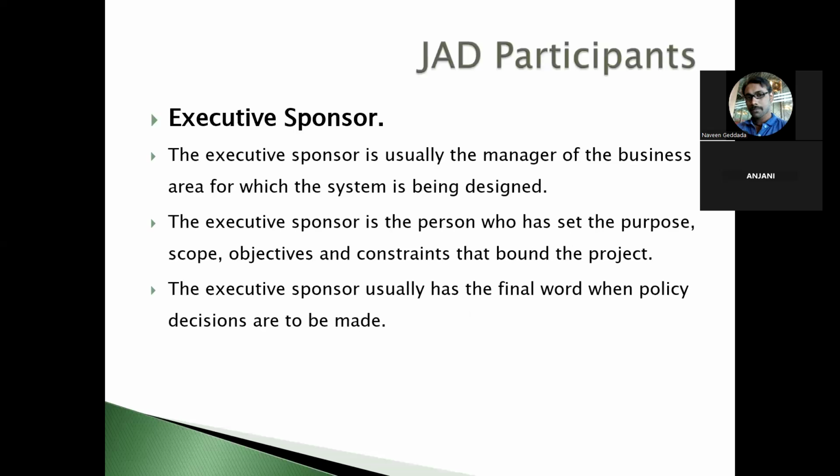And then the executive sponsor is the person from the business who is going to pay, or who is going to give the billing. The executive sponsor manages the business area, and he is the person who sets the purpose, the scope and the objectives. We also call him the final decision maker, for whatever outputs we have discussed in this JAD session.